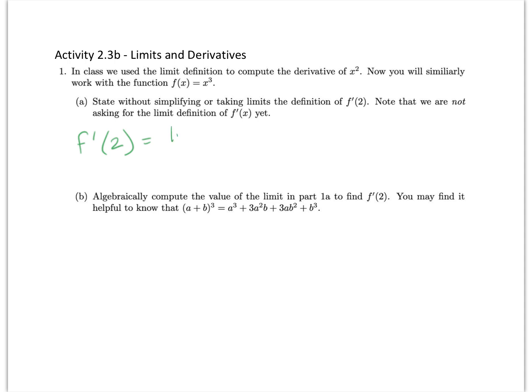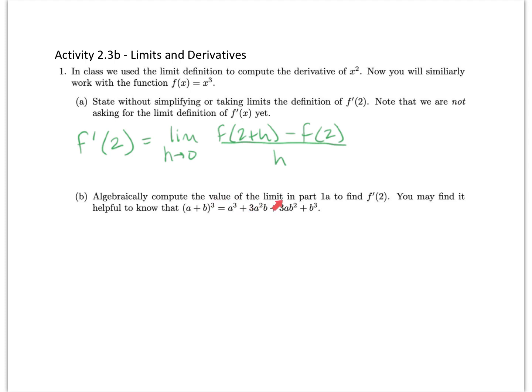So f prime of 2 is the limit as h goes to 0 of f of 2 plus h minus f of 2, all over h. So this calculates the slope of a secant line from x equals 2 to some point a little to the right of x equals 2, x equals 2 plus h. So this calculates the slope of that secant line, and then when you take the limit as h goes to 0, you get the slope of the tangent line at 2.